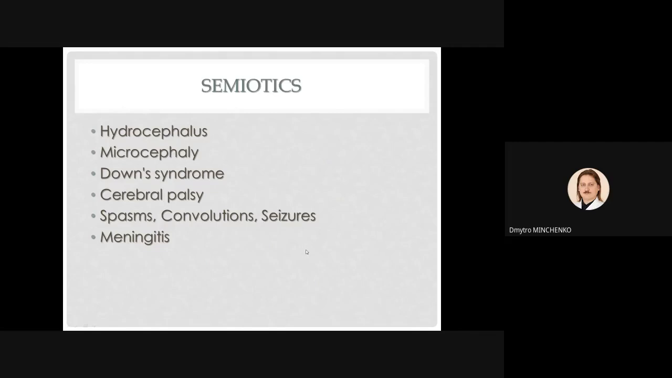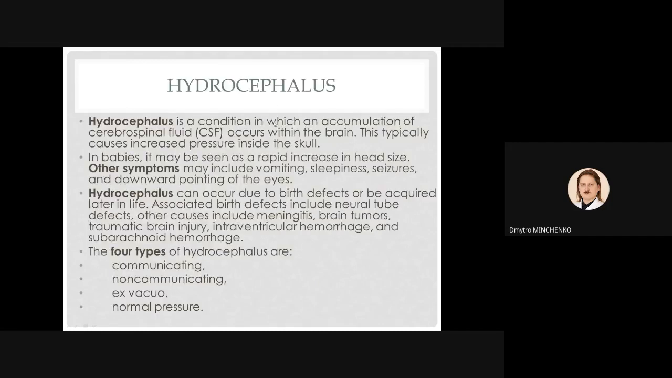Semiotics. So what do we have as presentation of these disorders? We have hydrocephalus, microcephaly, Down syndrome, cerebral palsy, spasms, convulsions, seizures, and meningitis. So let's take a look at each of these. Hydrocephalus is a condition in which an accumulation of cerebrospinal fluid occurs within the brain. This typically causes increased pressure inside the skull. In babies, it may be seen as a rapid increase in head size. Other symptoms may include vomiting, sleepiness, seizures, and downward pointing of the eyes.